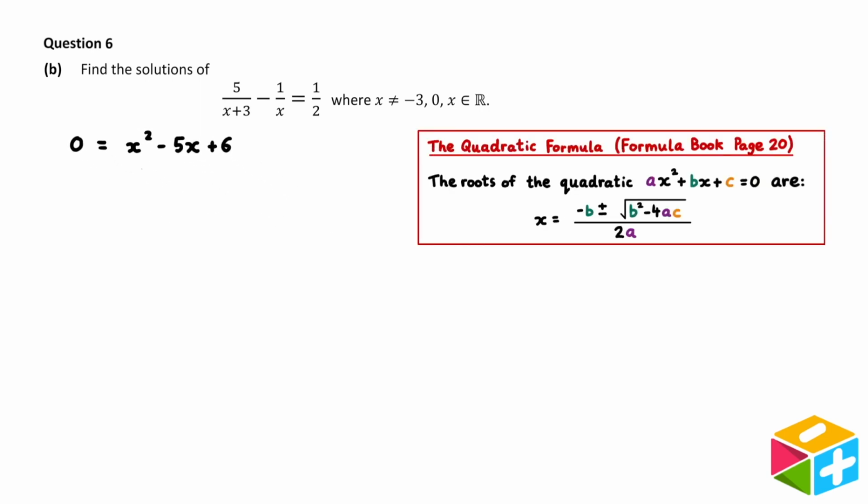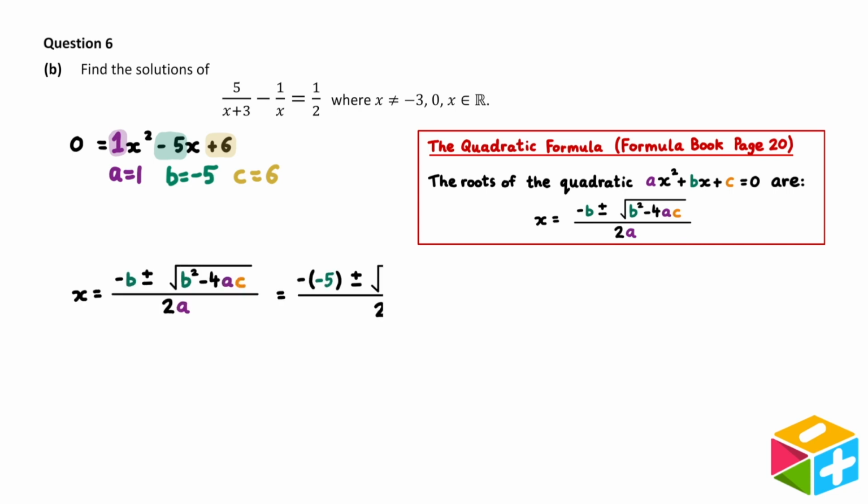We can solve our equation using the quadratic formula. The first step is to identify our values of a, b, and c. A represents the number in front of the x squared. We just have x squared, which can be thought of as 1 times x squared. So a is equal to 1. B is a number in front of the x, so here b is minus 5. C is a number by itself, so here c is plus 6. Let's sub these values into our formula.